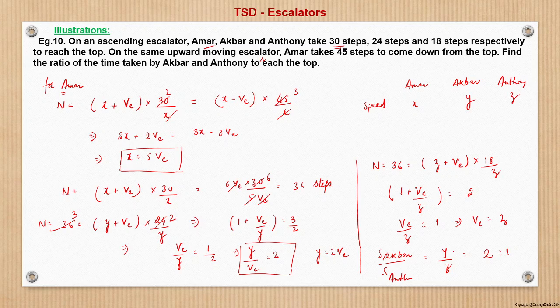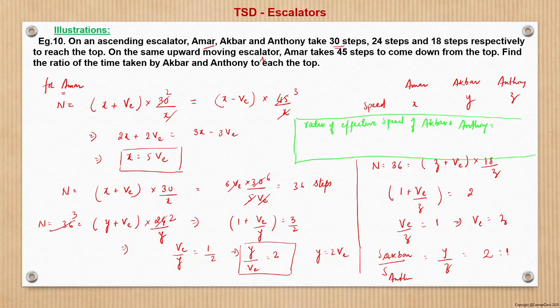So now this is a ratio of their individual speeds. So here in this box I write the ratio of effective speed of Akbar and Anthony. Akbar is to Anthony, Akbar's own speed is 2, right?